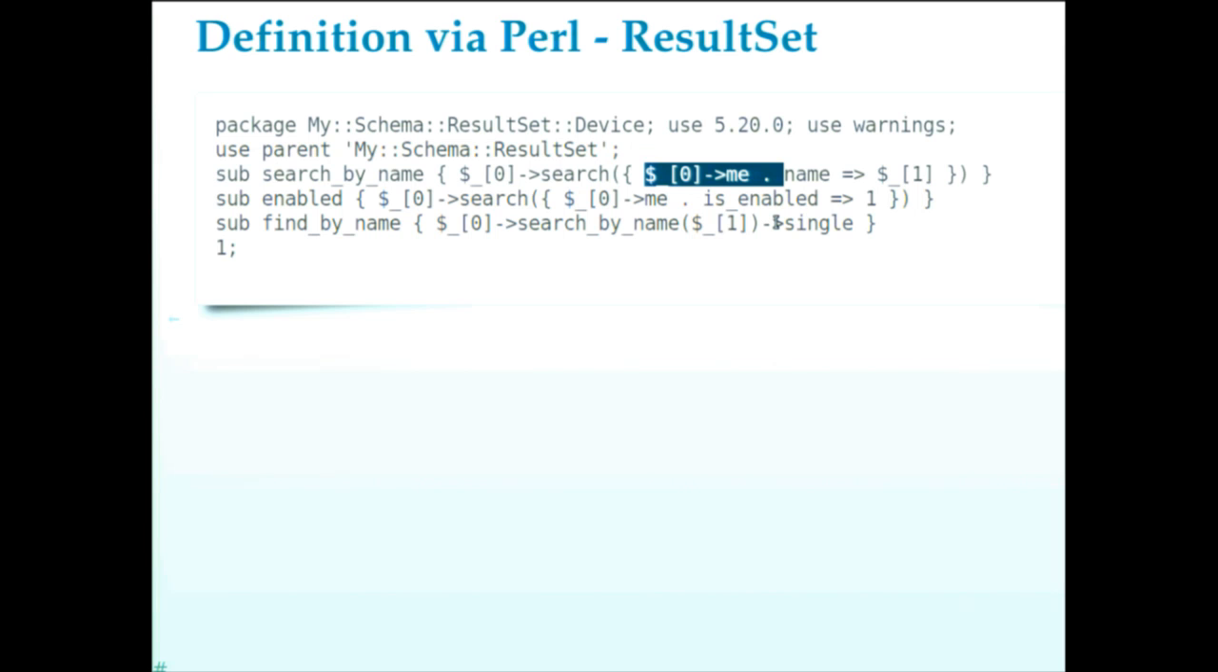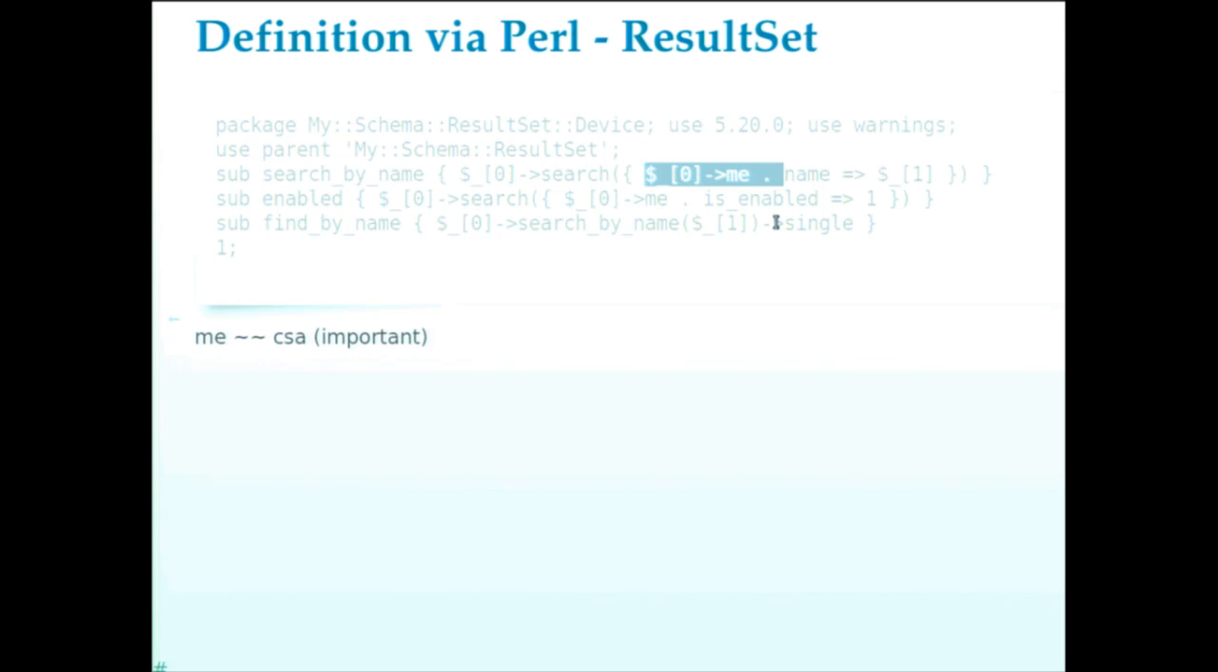prefix in your search. So if you've used result sets before and defined result sets before, you might have heard of the current source alias. Me is just sugar for current source alias with a dot at the end, so you don't have to do some weird quoting. You really, really, really have to put the current source alias, or just use me because it's a little bit shorter, in your result set methods.